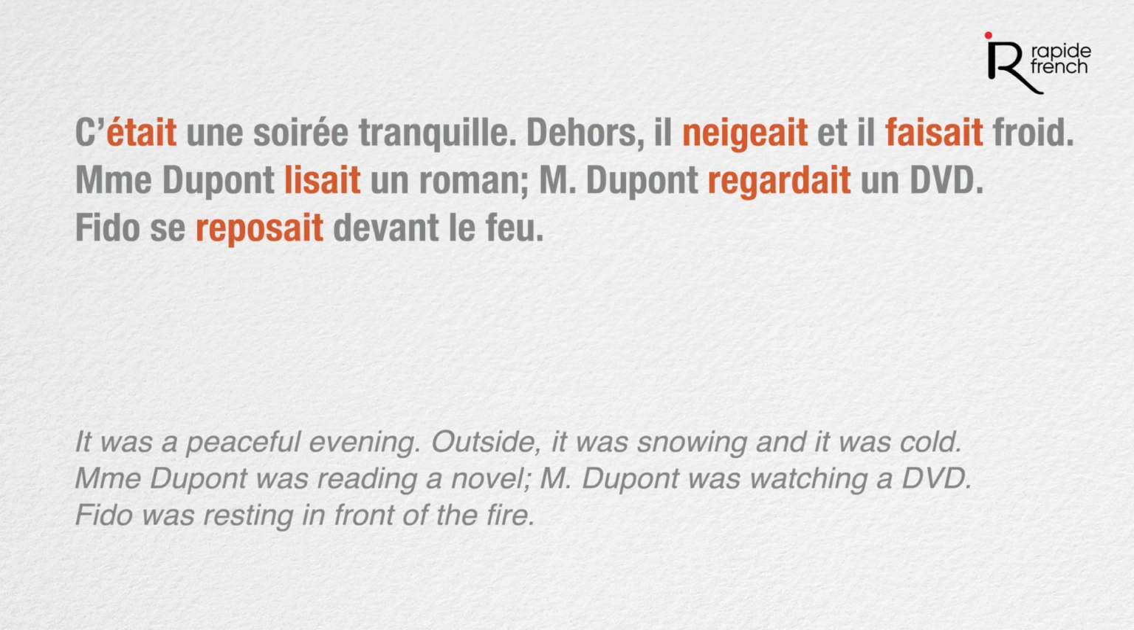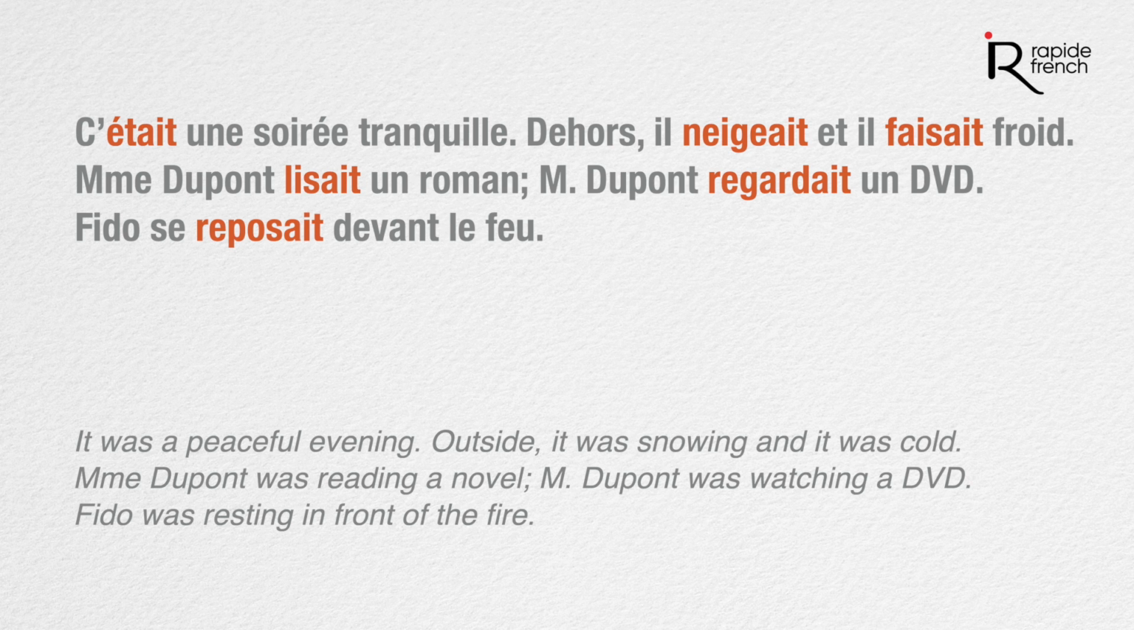C'était une soirée tranquille, dehors il neigeait et il faisait froid. Madame Dupont lisait un roman, Monsieur Dupont regardait un DVD, Fille 2 se reposait devant le feu. So, c'était une soirée tranquille. It was a peaceful evening. Dehors, il neigeait. Outside, it was snowing. Et il faisait froid. And it was cold.